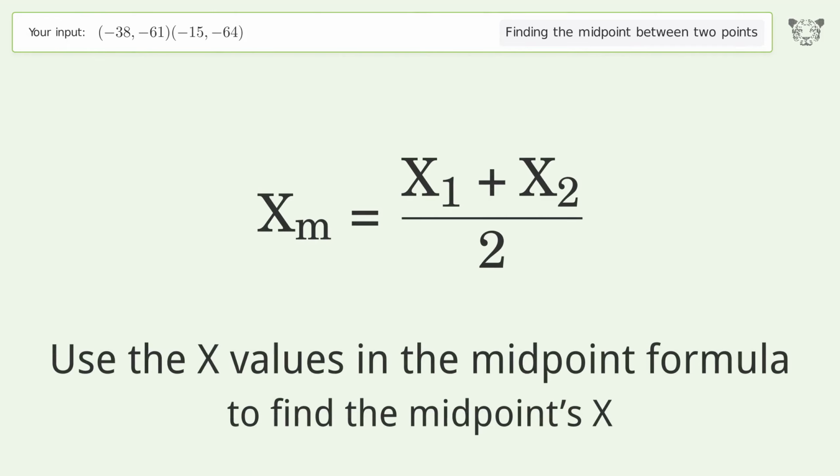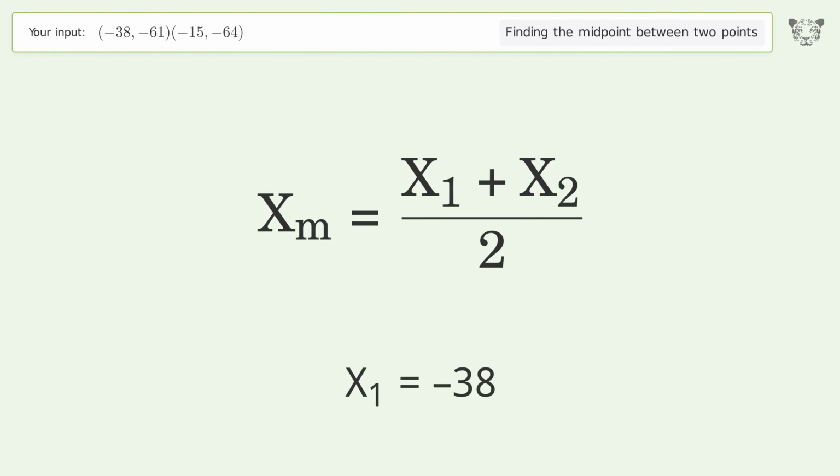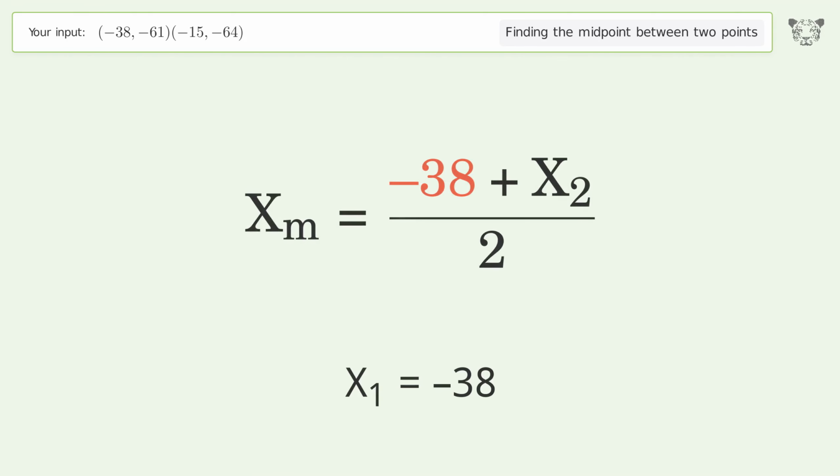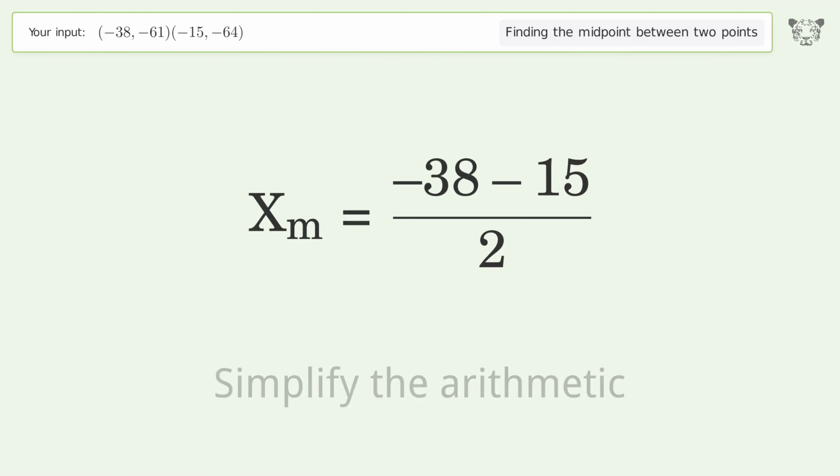Use the x values in the midpoint formula to find the midpoint's x. x1 equals negative 38. x2 equals negative 15. Simplify the arithmetic.